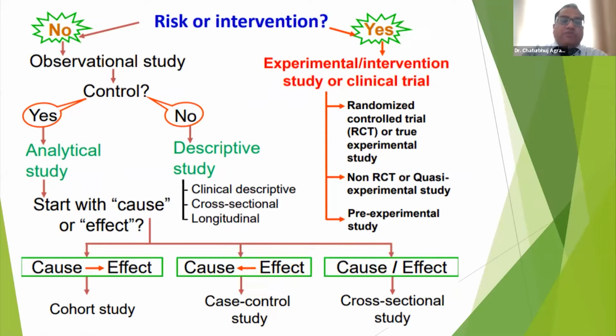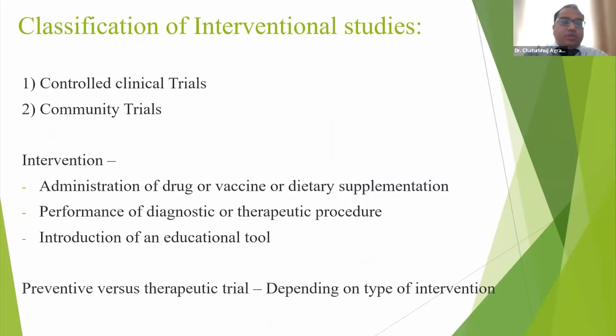And depending upon whether we are proceeding from cause to effect, effect to cause, or cause and effect relationship, it could be cohort, case control, or cross sectional. So this has been covered. Now we come to my topic, classification of interventional studies. It could be controlled clinical trials, or it could be community trials.